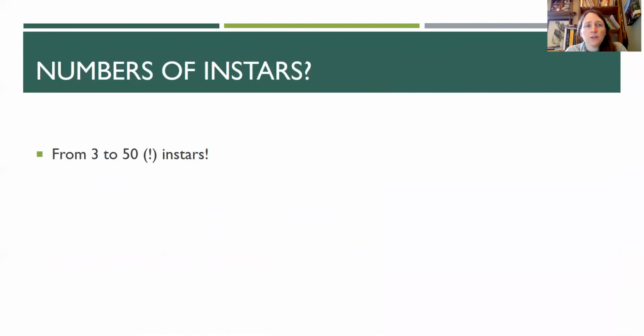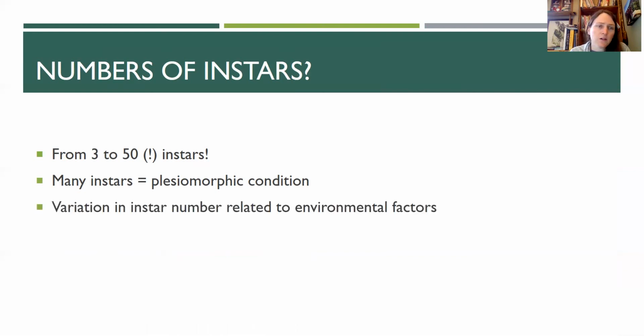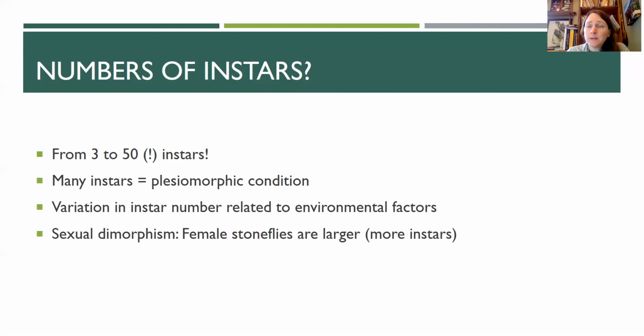So different species go through different numbers of instars, from as few as 30 up to 50. And we think many instars, like 50, is the plesiomorphic condition, and that over time, insects have evolved to needing fewer instars. The variation in instar number, though, can also be a little bit plastic and might be related to environmental factors. And then sometimes there's sexual dimorphism. So for instance, female stoneflies tend to be larger than males, and so they may go through more instar stages than males.